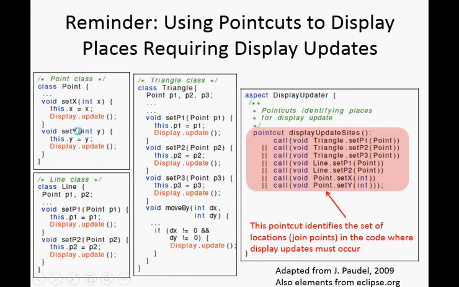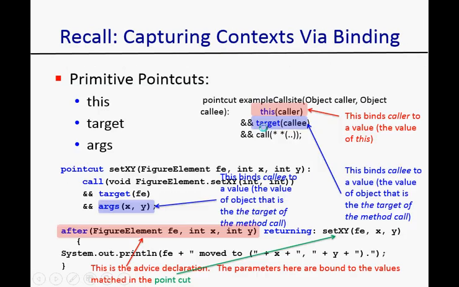Okay, so for example, we saw this code last time with these various calls to display.update, and we can match that code using this displayUpdates pointcut. You'll notice this matches each of these points: setP1, setP2, setP3, each of these, and setP1 and 2, setP1 and setP2 inline, and points x, y. Okay. Now, this is not a very general way.